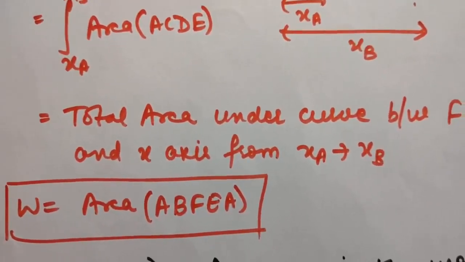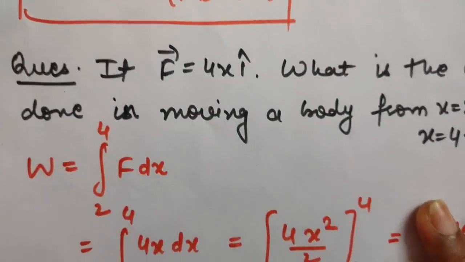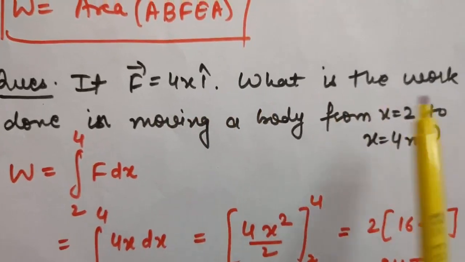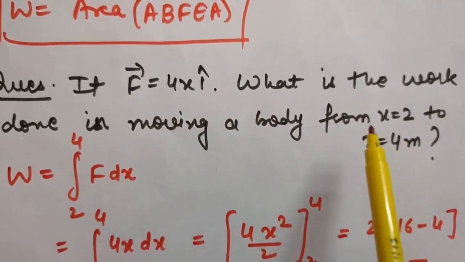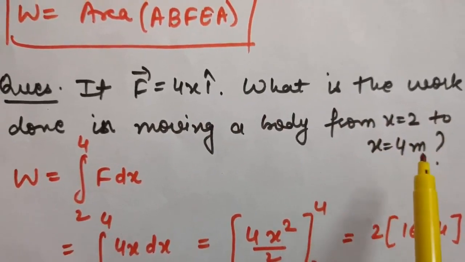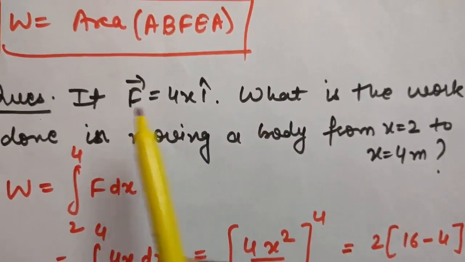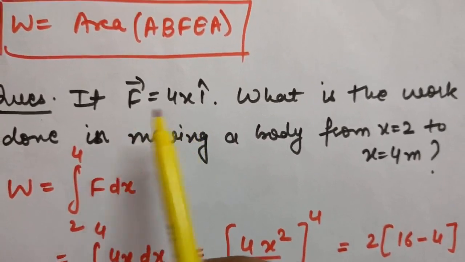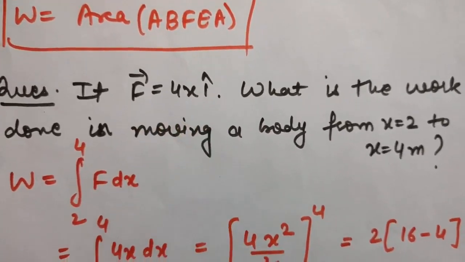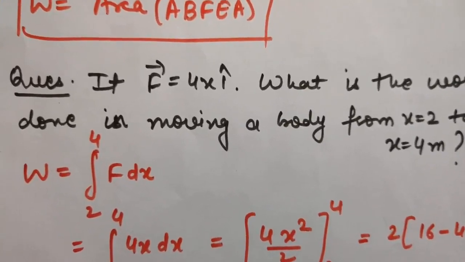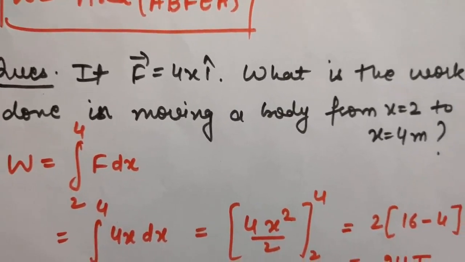Okay, so now let us see a question for a variable force. If F is equal to 4x i cap, what is the work done in moving a body from x equals 2 to x equals 4 meters? Now, because F is depending on x, this is a variable force. So we have to use the integration method because no graph is given here. Suppose if a graph was given to you, then you could calculate the area under the graph.